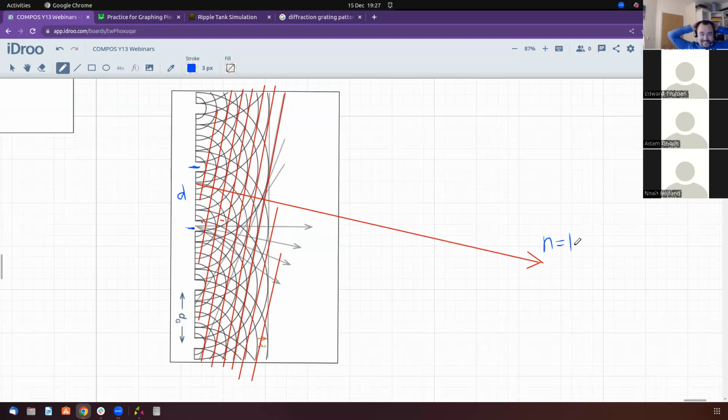Does this make sense? Please tell me. On a scale of 0 to 10, do you see it? Do you see how I made that? Very good, Ruben. Nice.